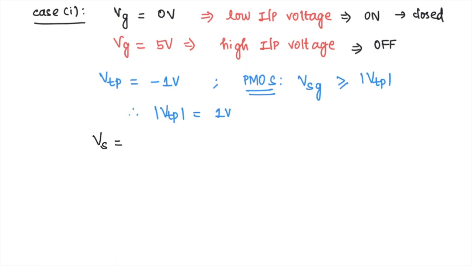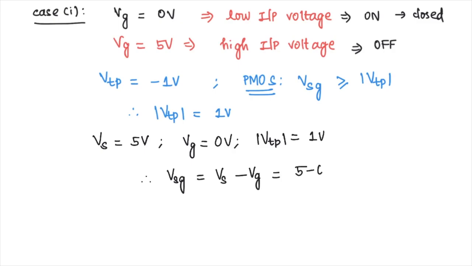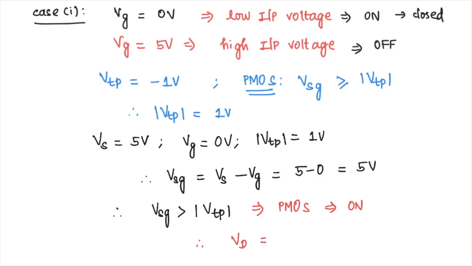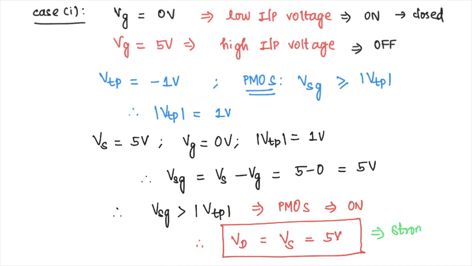Now we will set VS equal to 5 volt, and we know VG is equal to 0 volt and mod VTP is equal to 1 volt. Therefore VSG is equal to VS minus VG, which is 5 minus 0 equals 5 volt. Therefore, VSG is greater than mod VTP, that is, 5 volt is greater than 1 volt. Therefore, the PMOS transistor is said to be in on state. Once it is in on state, it will behave like a closed switch. So the input at the source terminal will be passed to the output drain terminal, which is equal to 5 volt. So the exact 5 volt has been passed at the drain terminal. This is why we say that PMOS is capable of passing strong 1.